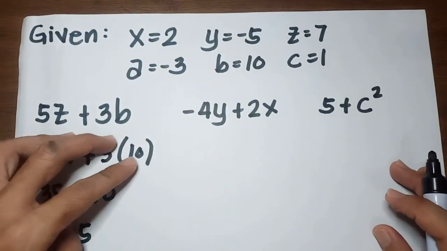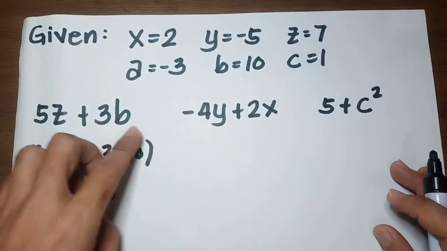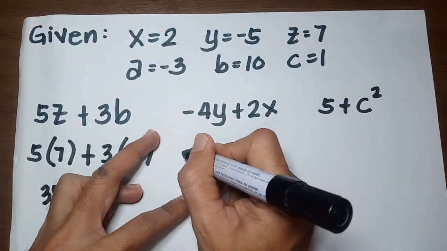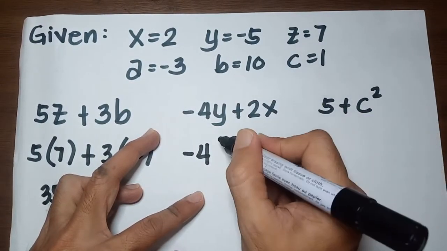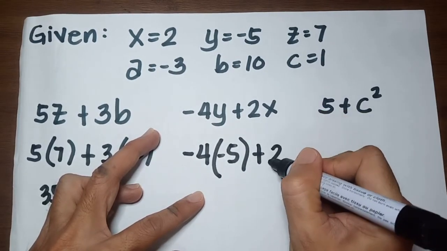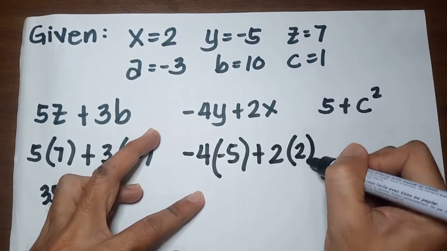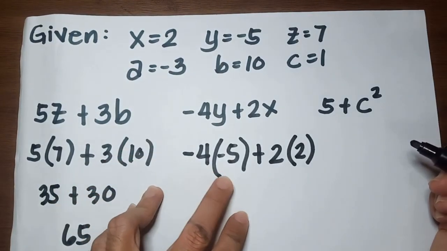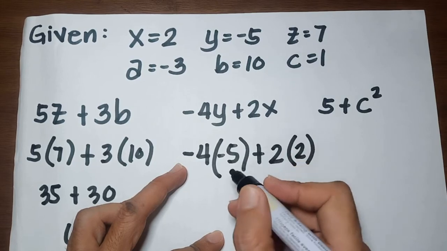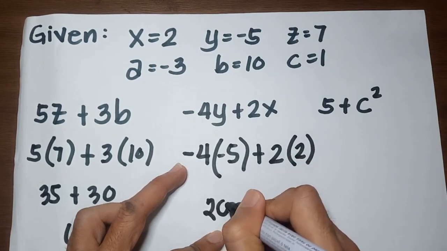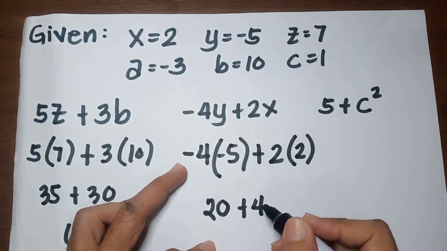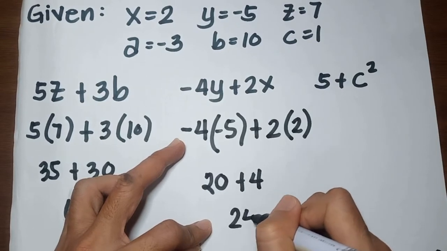Next example. Negative 4y plus 2x. Our y is negative 5. Our x is 2. Again, we simply copy negative 4. Our y is negative 5. Plus, we copy 2 times our x is 2. So this is negative 4 times negative 5. The same sign multiplied, their product would be positive. So we have negative 4 times negative 5 is positive 20. 2 times 2 is positive 4. So 20 plus 4 is 24.